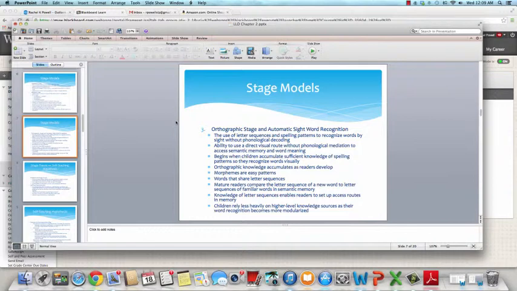Orthographic knowledge accumulates as readers develop, and the more exposure they have, the better readers are going to be. Morphemes are easy patterns to start with, so -ing, -ly, -ed, -s. And then you can have patterns of words that share letter sequences. The book uses mountain and fountain as an example, so there's only one phoneme difference between those two words. DGE words are another example, like edge and ledge and wedge. Anything that follows a specific pattern in the same sequence of letters.